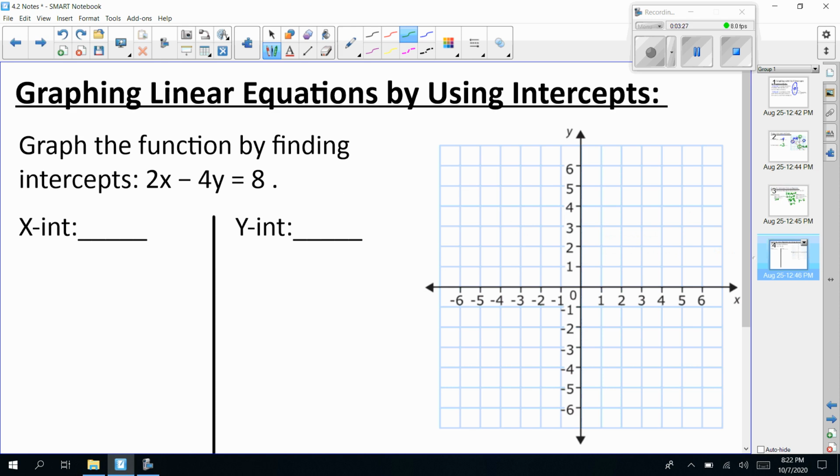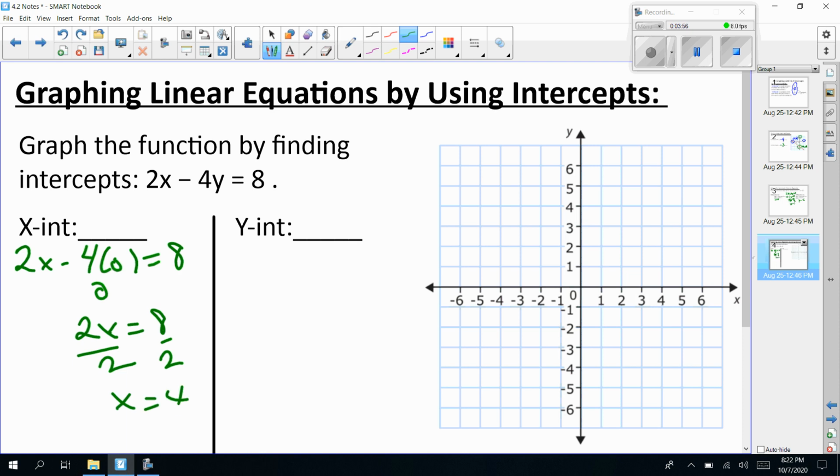We have another problem here where it says graph the function by finding the x-intercepts. Again, we plug in 0 for our y when we're finding the x. So we have 2x minus 4 times 0 equals 8. 4 times 0 is 0. So we have 2x equals 8. We divide both sides by 2. We have x equals 4. We go and graph. That is 4, 0.